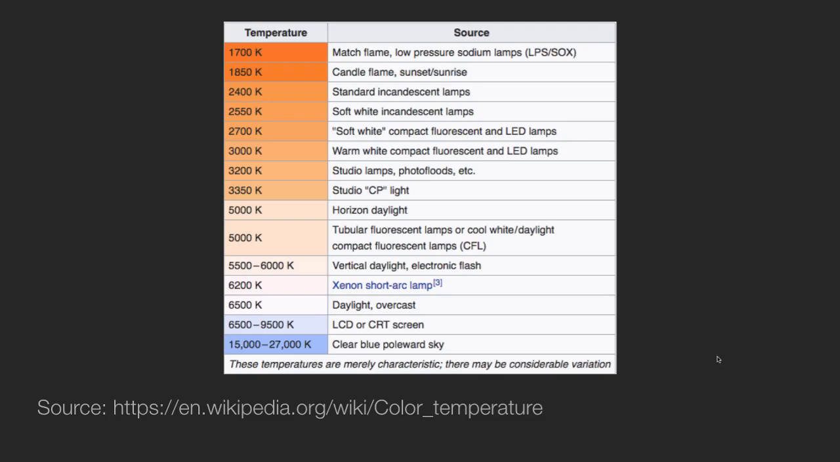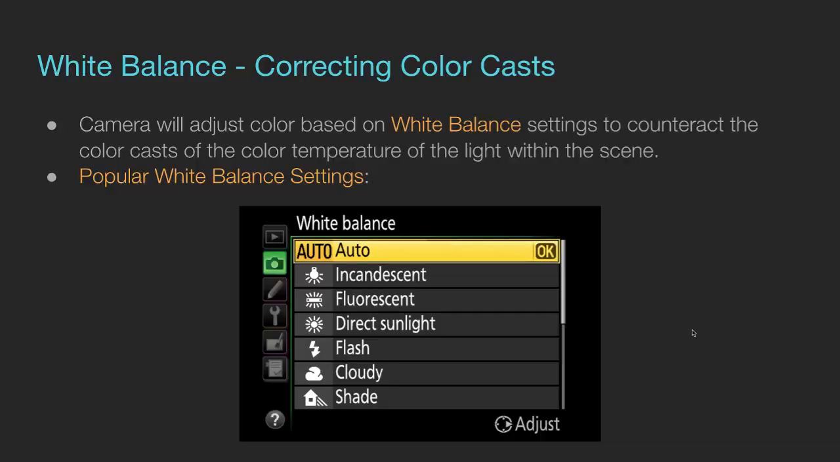Remember, when the color of light shifts, we don't see it too well with our visible eye because our brain will compensate for it. However, the camera doesn't have a brain, so we need to help the camera. The camera needs some help. So this is what white balance is about. It's sort of correcting color casts. So your camera will adjust color based on the white balance settings that you choose.